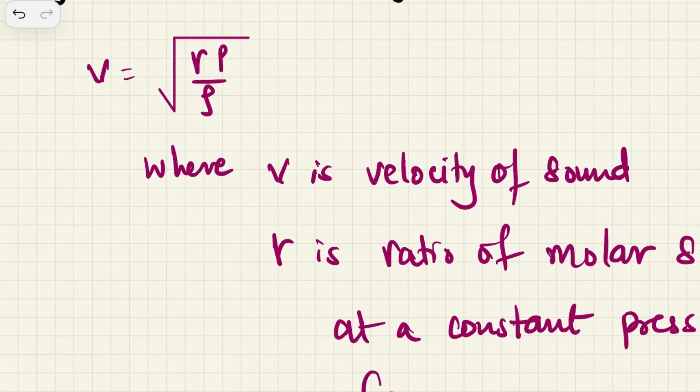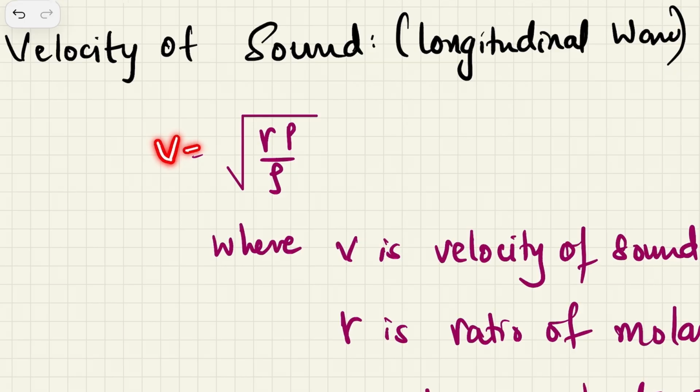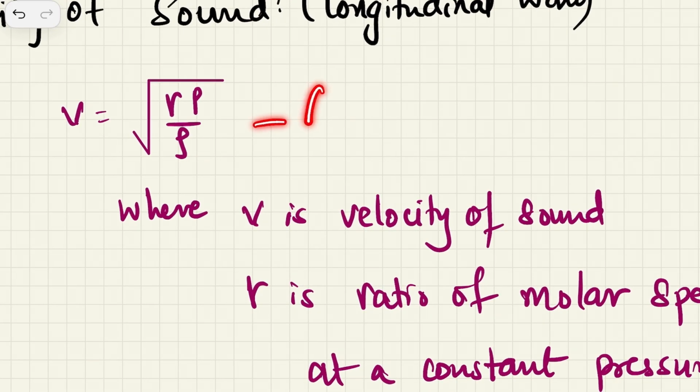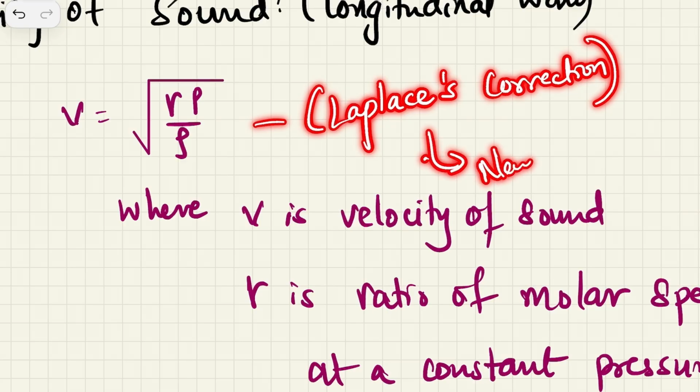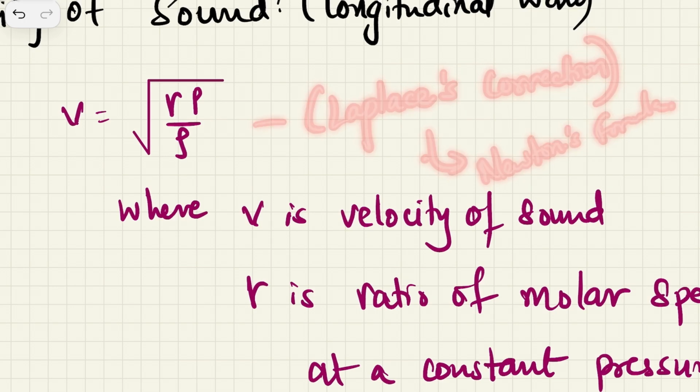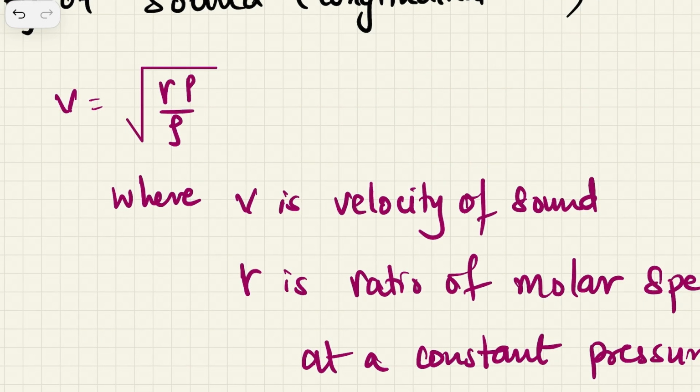I'm just directly writing that the velocity of sound is equal to the square root of gamma P by rho, where gamma, P and rho are what we have discussed here. Now this is actually the corrected formula, called Laplace's correction, because Laplace corrected Newton's formula. Anyway, we will discuss that in some other video. As of now, we just have this gamma P by rho.